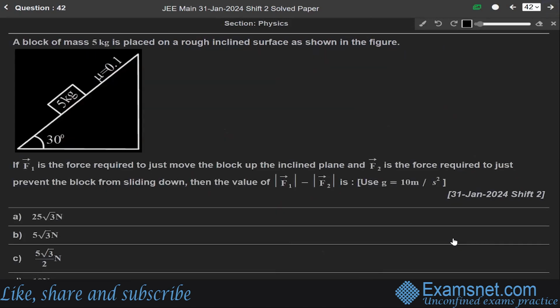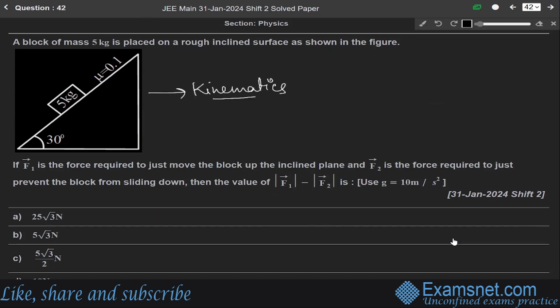Now next question 42. A block of mass 5 kg is placed on a rough inclined surface as shown in the figure. If F1 is the force required to just move the block up the inclined plane and F2 is the force required to just prevent the block from sliding down, then we have to find the value of modulus of F1 minus modulus of F2. So this question is from the chapter of kinematics.